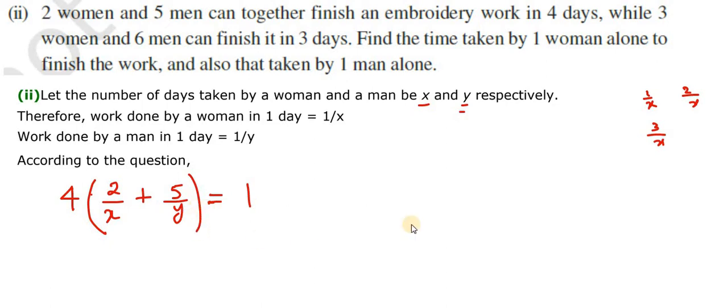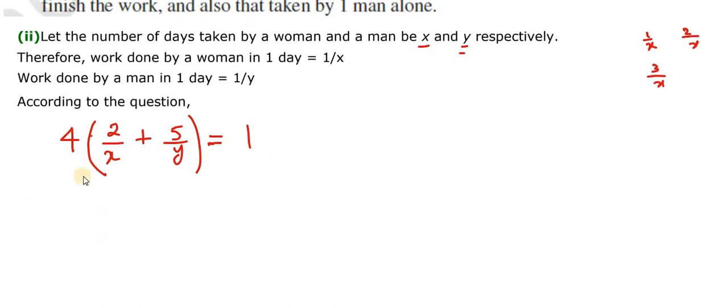Next, you can simplify it further. So you can write here 8 by x plus 5 fours are 20 by y is equal to 1. Call this equation 1.